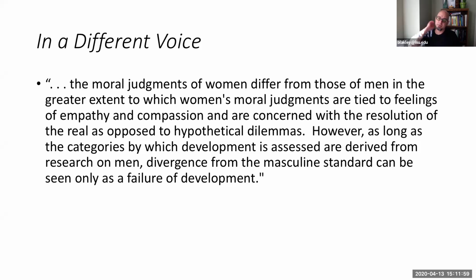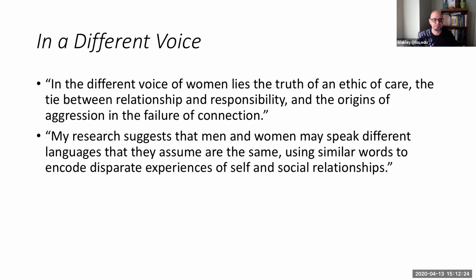And so there's this whole element of this debate that's basically a debate over how to do good social science, and whether the studies that they've done to develop these theories match up to rigorous science, or are there problems with those studies? So that's another dimension of it. And if you look up the literature on ethics of care and moral psychology, you can see people debating those issues. And so continuing on then with a few lines out of In a Different Voice, she says, in the different voice of women lies the truth of an ethic of care, the tie between relationship and responsibility, and the origins of aggression in the failure of connection.